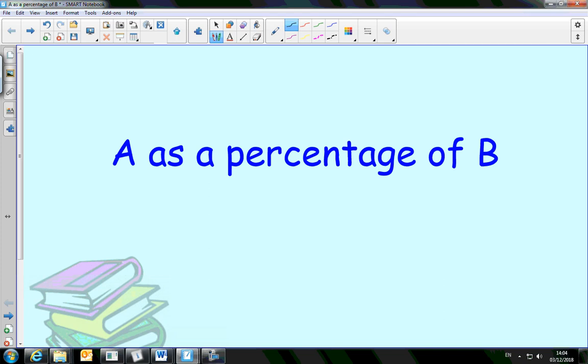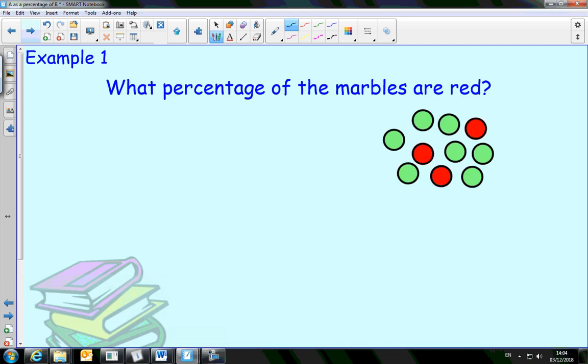A as a percentage of B. To represent something as a percentage of something else, we first of all have to write it down as a fraction. So if we look at example 1, what percentage of the marbles are red? So we take how many marbles are actually red, and as you can see from the picture, there's 3. Out of how many marbles altogether? And if you're to count them, there are 10 marbles altogether.